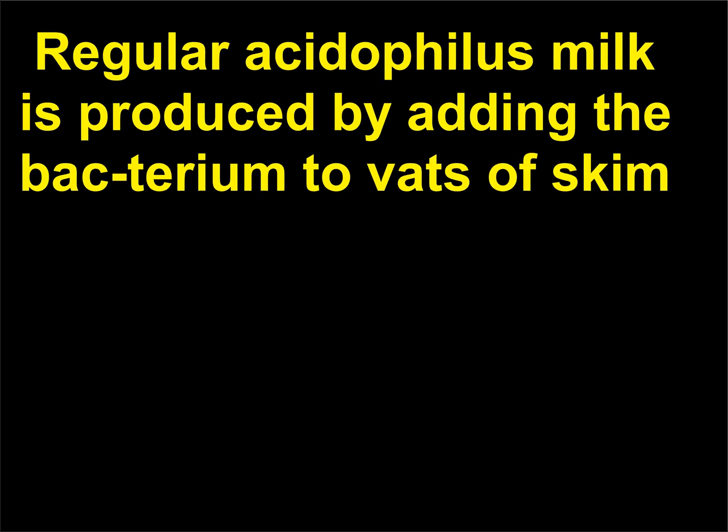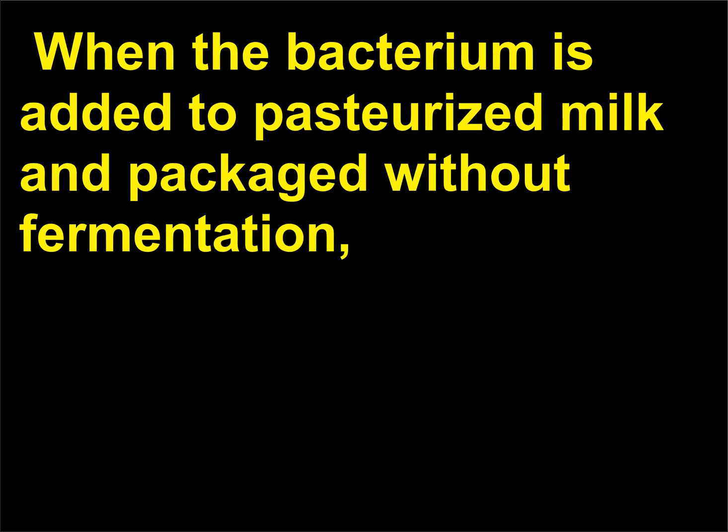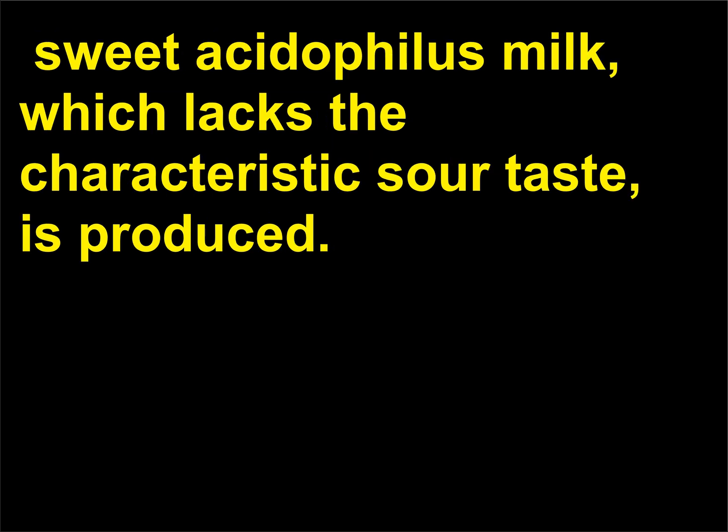Regular acidophilus milk is produced by adding the bacterium to vats of skim milk as part of the fermentation process. It has a characteristic sour taste. When the bacterium is added to pasteurized milk and packaged without fermentation, sweet acidophilus milk, which lacks the characteristic sour taste, is produced.